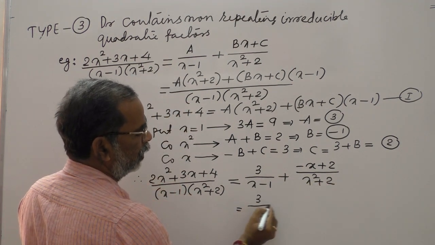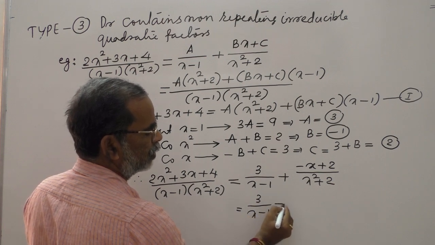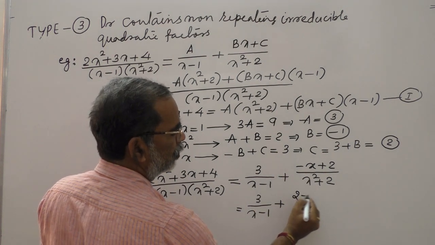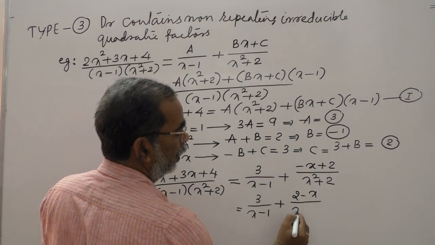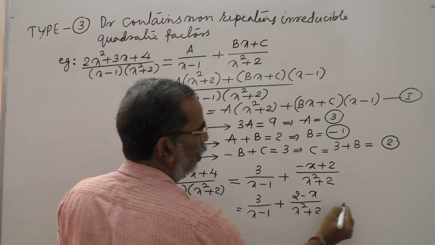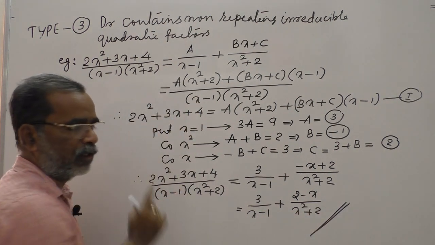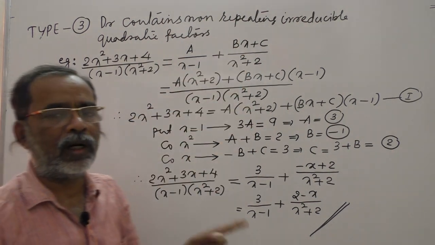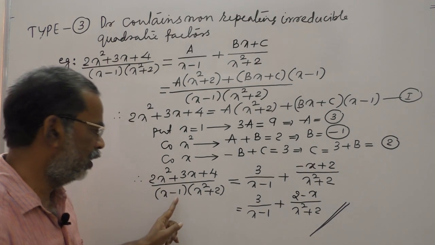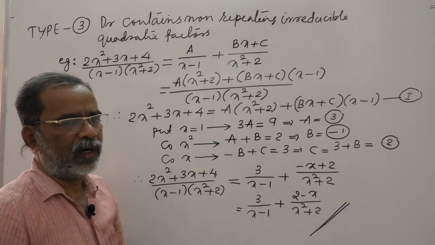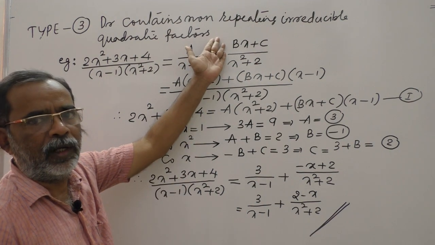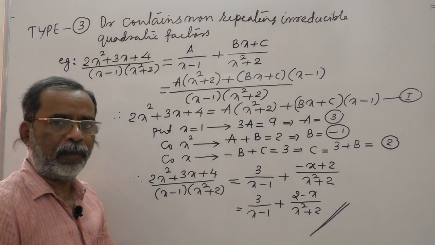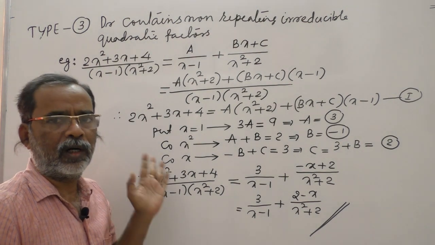It can be written as 3 divided by x minus 1 plus, you can take minus common, or you can write 2 minus x, no problem, divided by x square plus 2. These are the partial fractions of given rational fraction. So here we are discussing type 3. Type 3 is what? Irreducible quadratic factors. But if you have irreducible quadratic factor, we take it as type 3. But in this problem, we have type 3 as well as type 1, non-repeating linear, non-repeating quadratic.